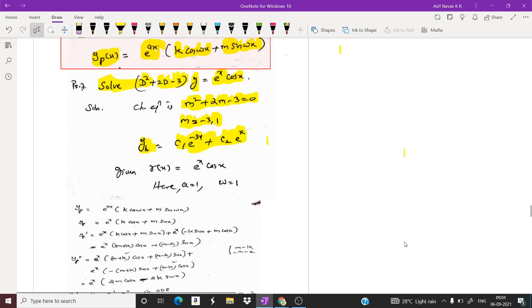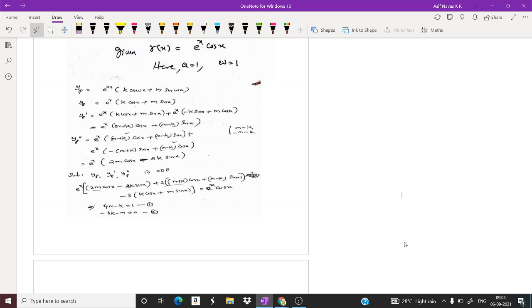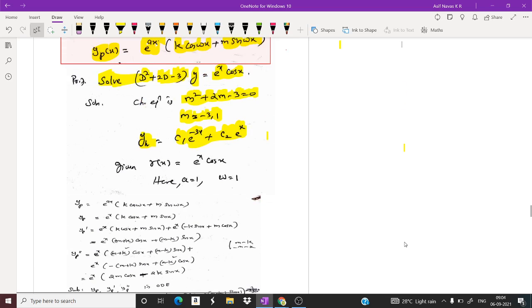This question has e raised to x cos x. Even if it is sin x, we can do that. If it is e raised to x sin x, we will do the similar procedure. So do this problem. R of x is equal to e raised to x cos x, so a is 1 and omega is 1. Then you find out the particular integral. So do this problem and tell me the answer.